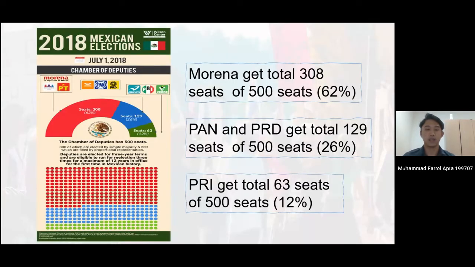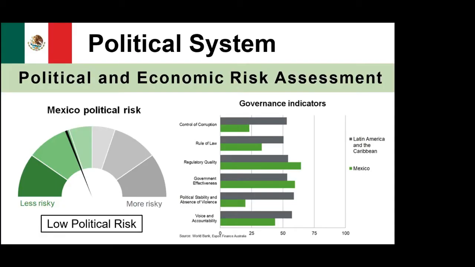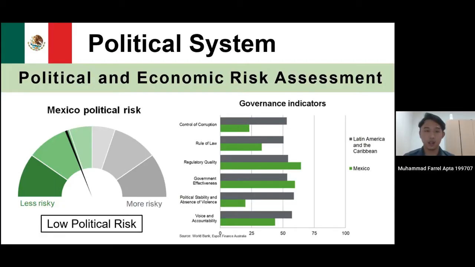In the Mexico election 2 years ago, Morena got a total of 308 seats of 500 seats. PAN and PRD got 129 seats of 500 seats. And PRI got a total of 69 seats of 500 seats. Now I will explain the political and economic risk assessment of Mexico.